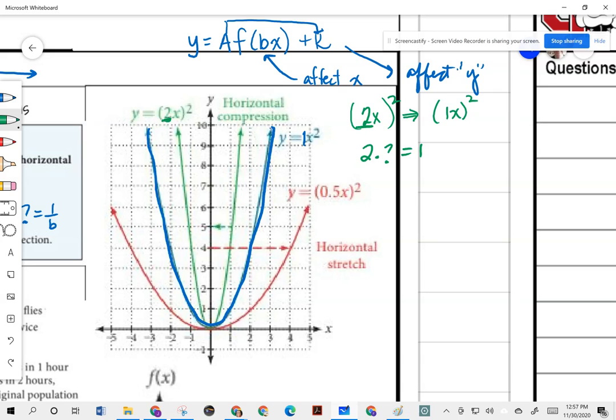All right, so what I need to do is solve for my question mark. I divide by 2, and my question mark is actually 1/2. So I'm actually multiplying by 1/2, which makes it a compression. So my x values are getting smaller. If we take a look at this point right here, this y value stays the same. These two y values stay the same, but the x value was smaller. It was half of what it was before.